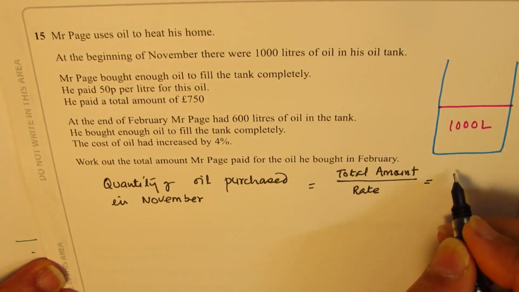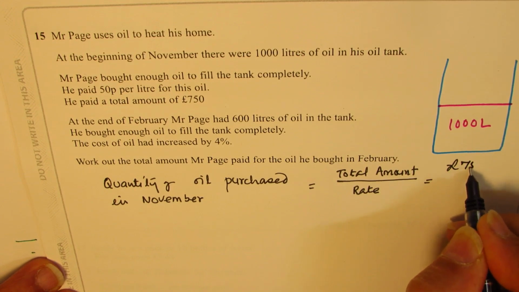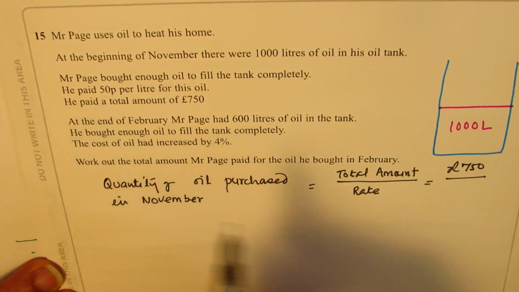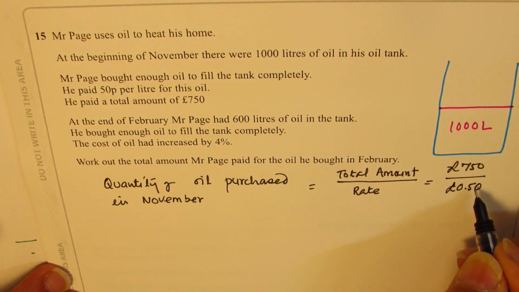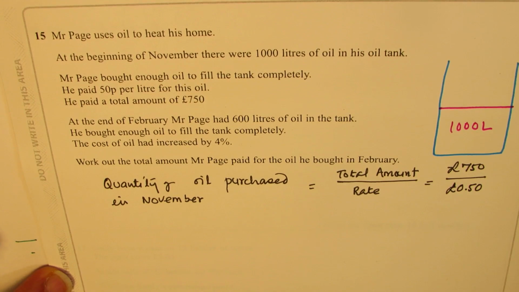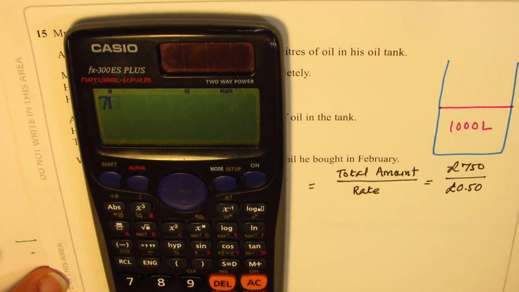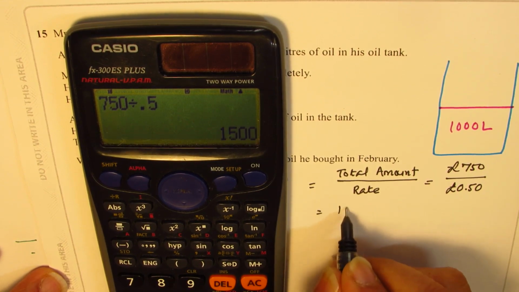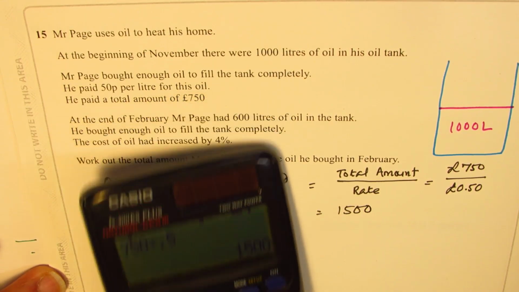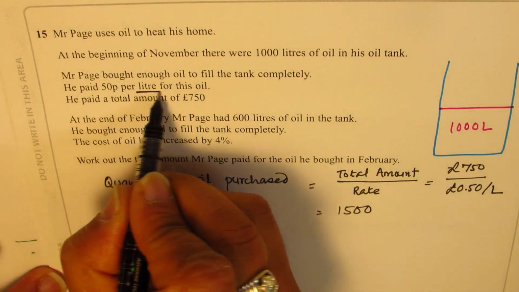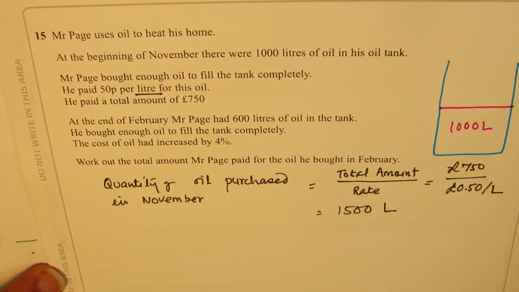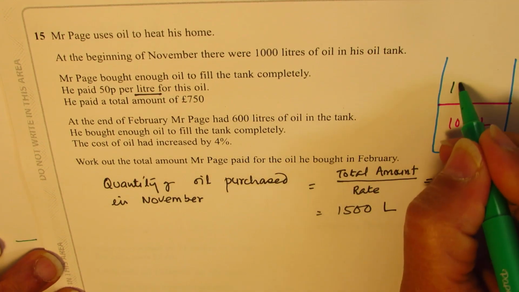Rate. So in this case, it is 750. We should convert this also to pounds. We get 0.50, correct? So we get the quantity as 750 divided by 0.5, which is 1,500. Now see, this is pound per liter. Do you see that? Pounds per liter. And so what we get is liters. So that means he topped up using 1,500 liters.